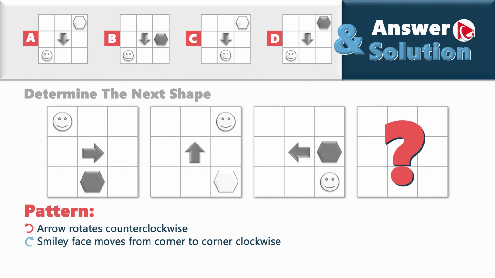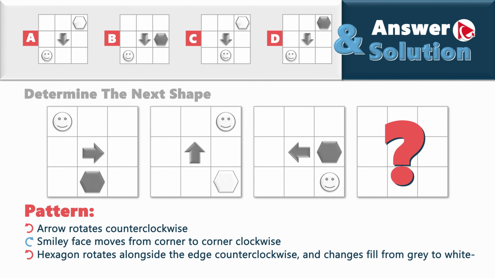For example, the smiley face moves from corner to corner clockwise. And then the hexagon rotates along the edges counterclockwise and also changes the fill from gray to white. With that in mind, let's determine the final shape.